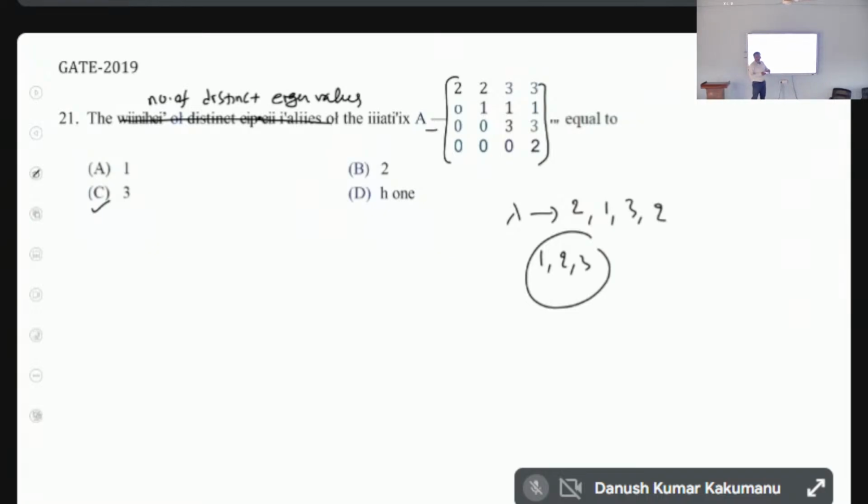What type of matrix is it called? Upper triangular matrix. Yes or no? Upper triangular or lower triangular? Upper triangular. What are the eigenvalues of a triangular matrix? Principal diagonal elements: 2, 1, 3, 2. Upper triangular, lower triangular, diagonal, scalar: the eigenvalues are the principal diagonal elements. Next.